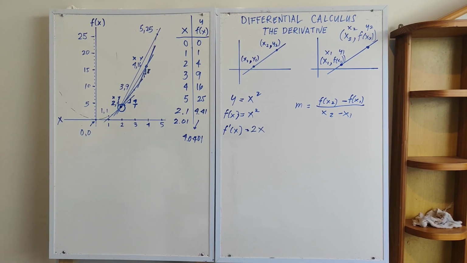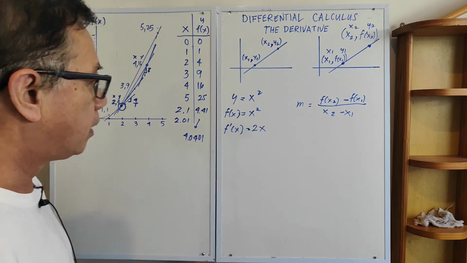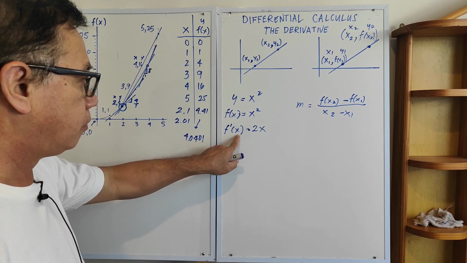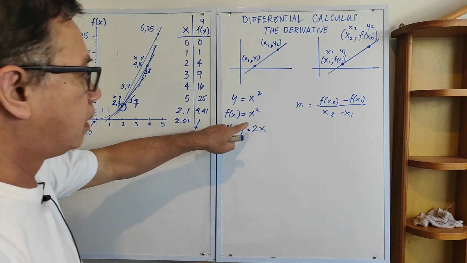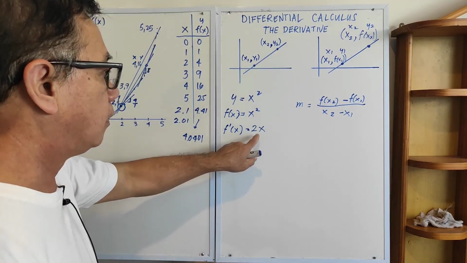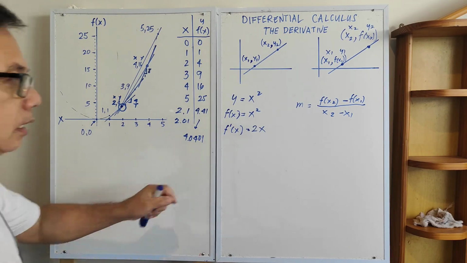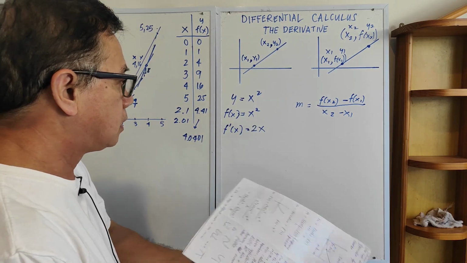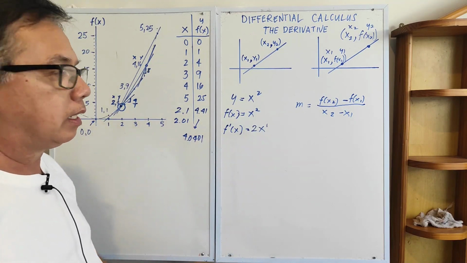Now going back to the original equation, the original equation is f of x is equal to x squared. Now using the difference quotient, we were able to get the slope of the curve as 2x. Now let us compare what happened from the original equation to the derivation method. What we will notice is that the exponent went down to the front, and that the exponent, this is x to the first now, the exponent was reduced by 1.